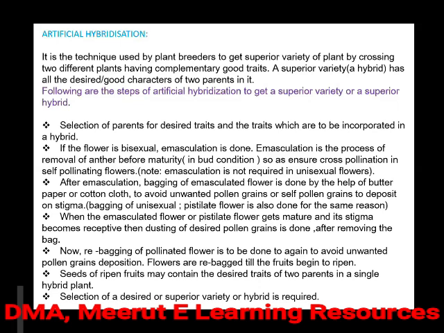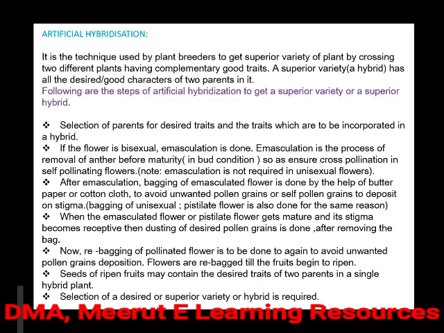You want all these characters in a single plant, then you must go for artificial hybridization. Got it? So for that you select the two parents. Here we selected one mango plant which is good in taste, good in flavor, good in pulp, and another one which is resistant to a particular disease.